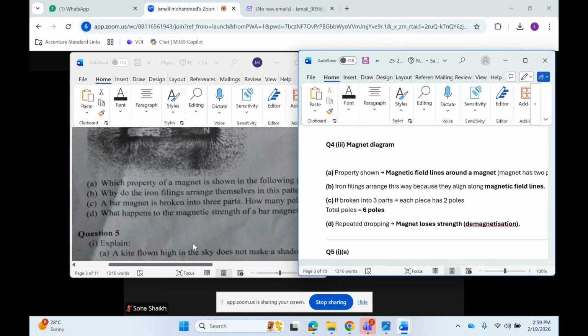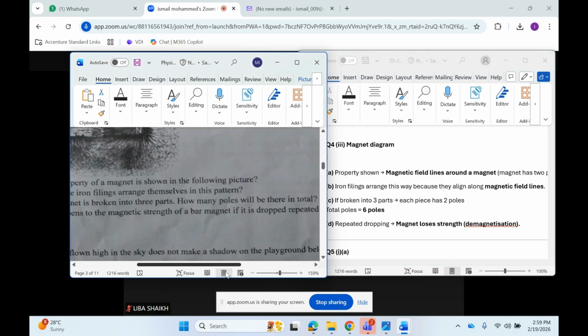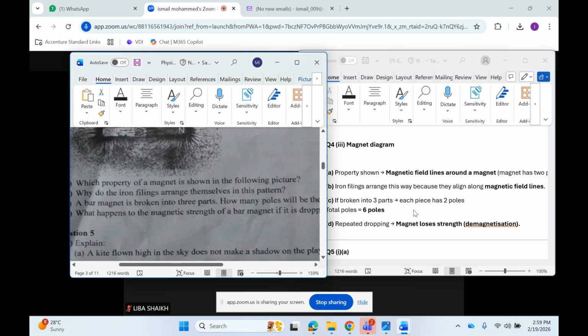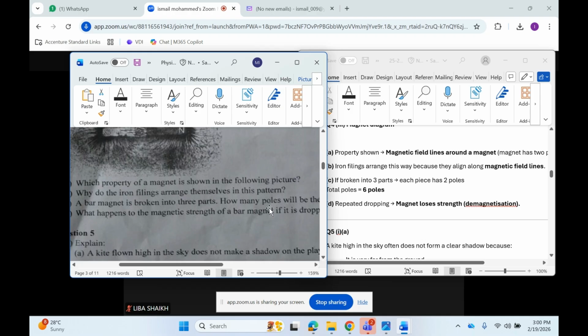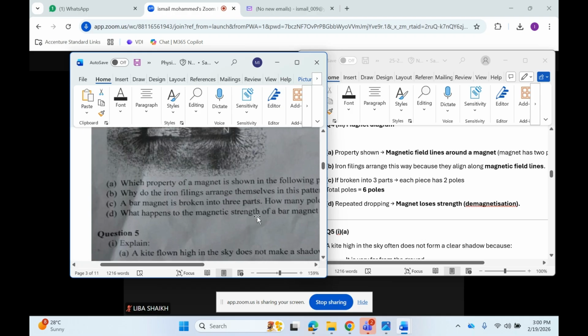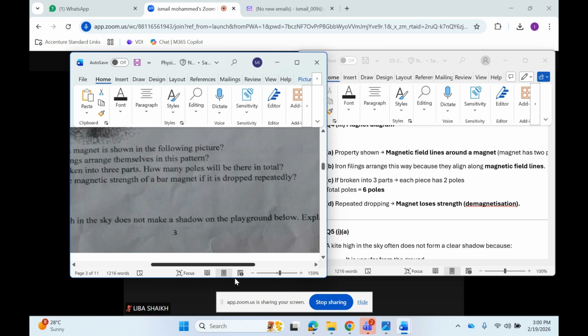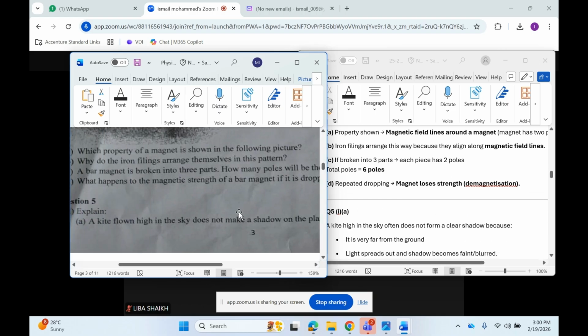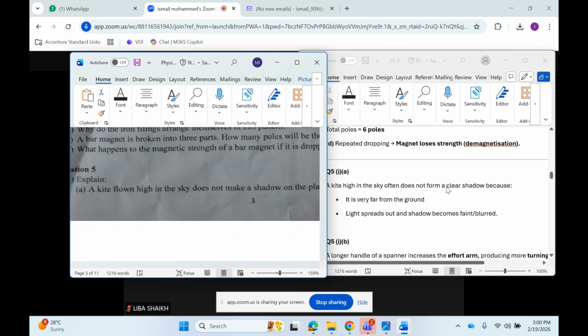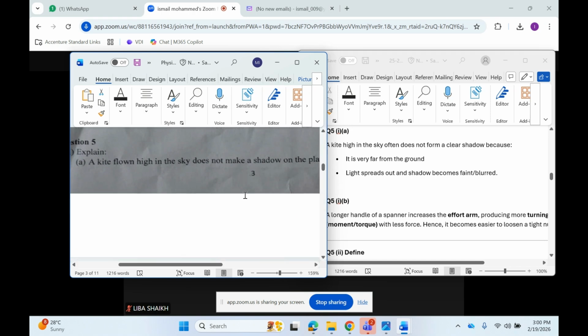Next, a bar magnet is broken into 3 parts. How many poles will there be in total? There will be 6 poles in total, because every magnet has 2 poles, north and south. So 3 parts, 6 poles: 3 north, 3 south. What happens to the magnetic strength of a bar magnet if it is dropped repeatedly? The magnet loses its strength, which we call demagnetization.